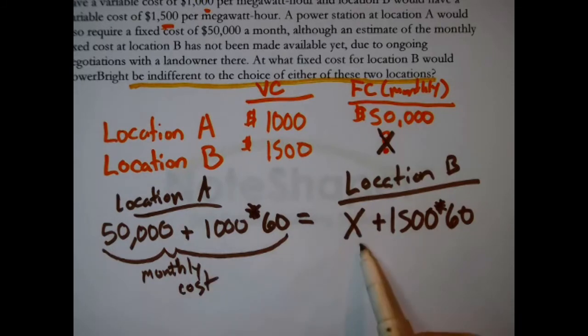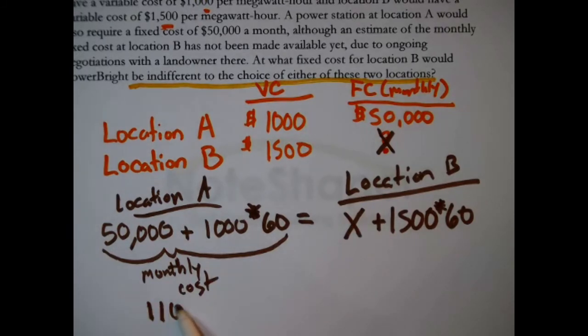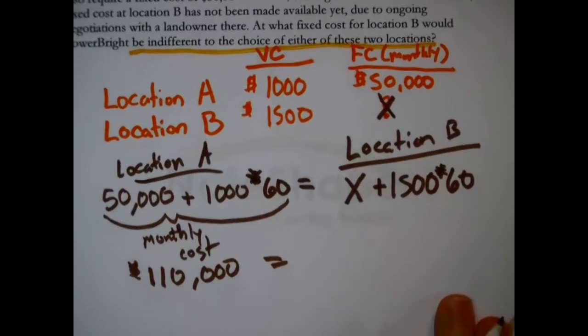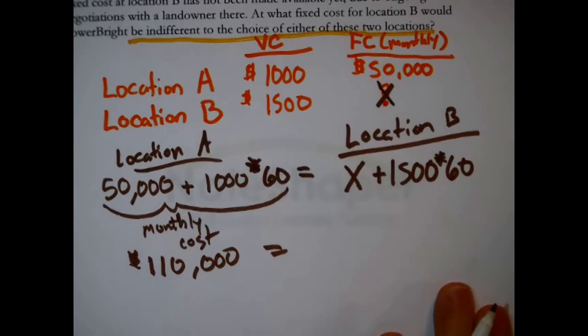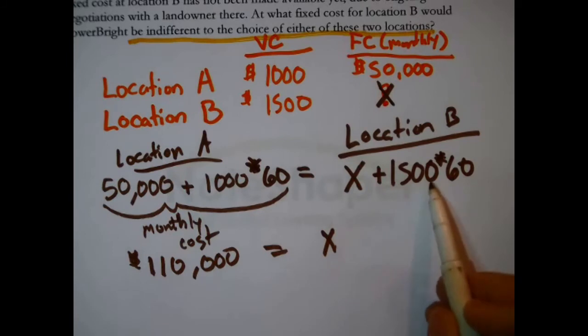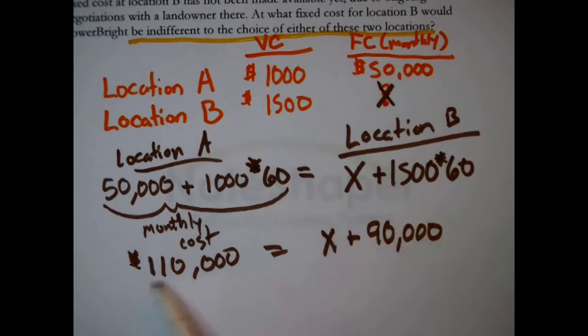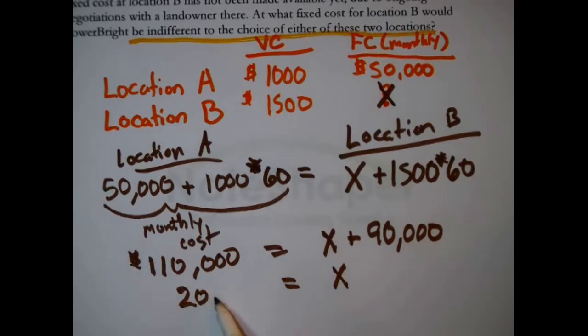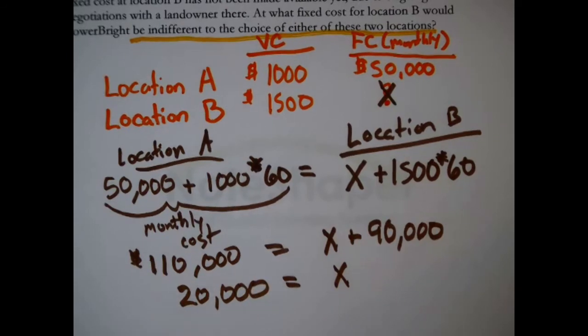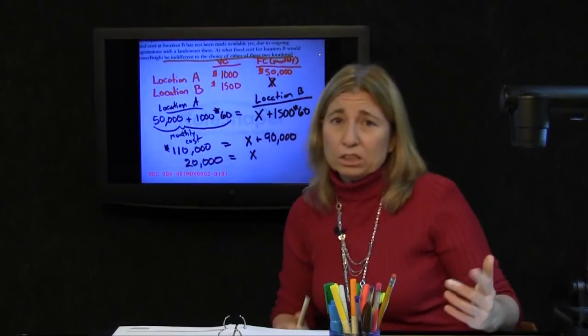Wait, I can just solve for X here because this side works out to 110,000, and we're just asking when would the cost work out to be the same at location B. Well, 1,500 times 60, I get 90,000. And then, so when would this add up to be the same thing as that? Well, that would be when take the 110,000, subtract out the 90,000. When X equals 20,000 is when they would balance.